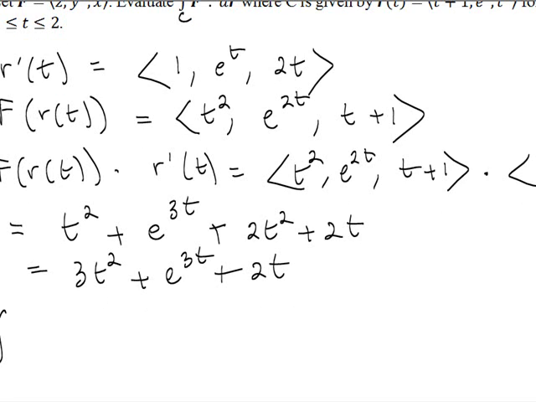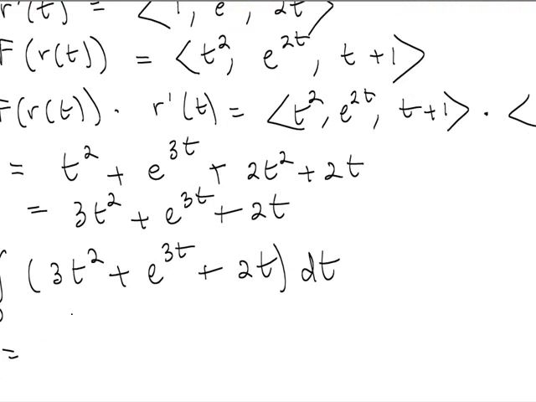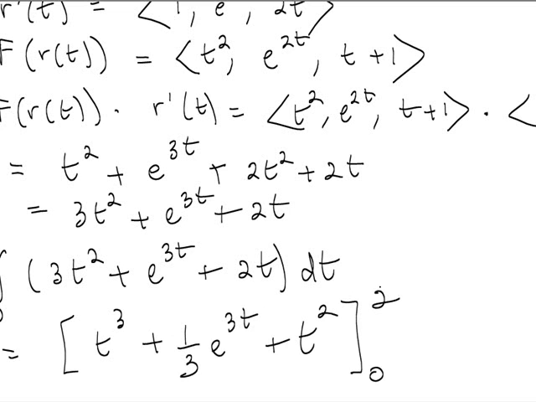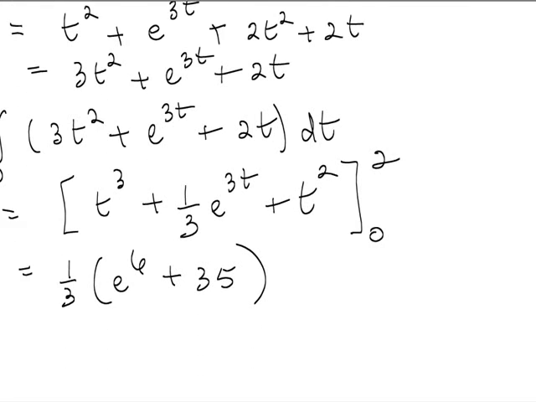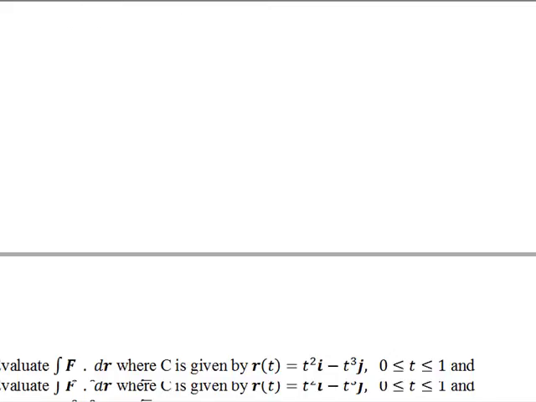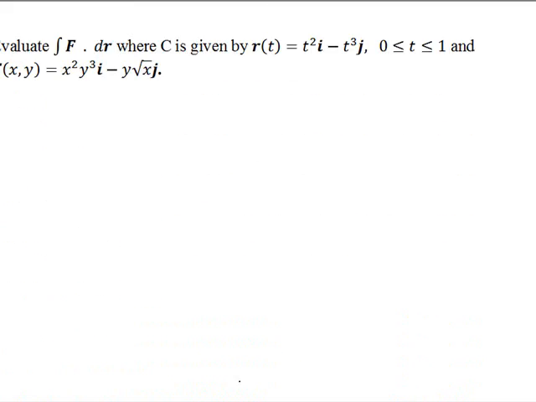So our line integral becomes the integral from 0 to 2 of 3t squared plus e to the 3t plus 2t dt, which is t cubed plus 1/3 e to the 3t plus t squared from 0 to 2, which is 1/3 times e to the 6th plus 35. Any questions? Next one.